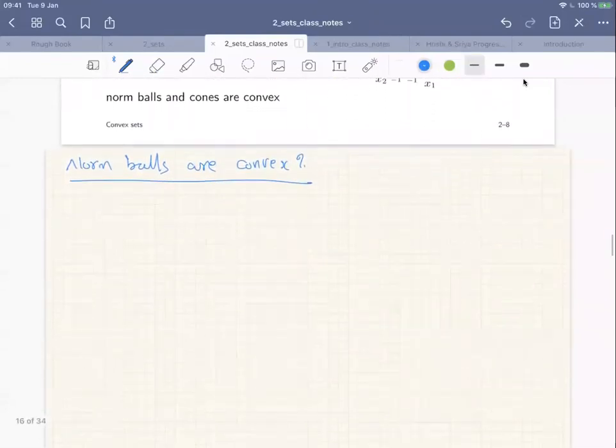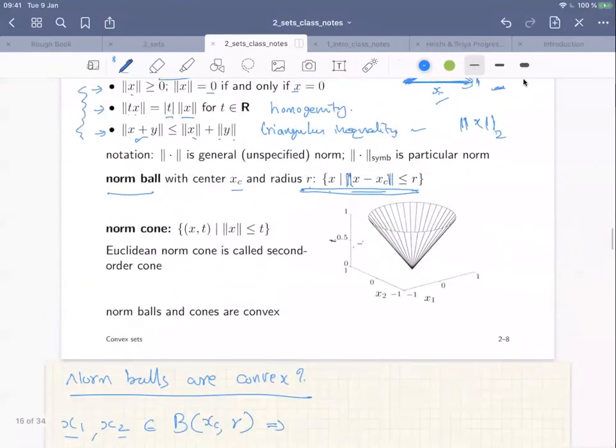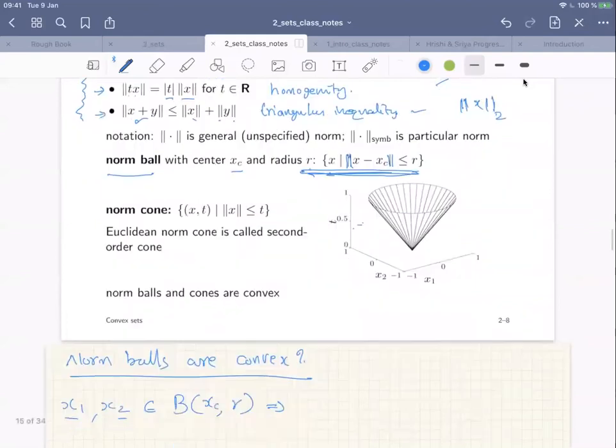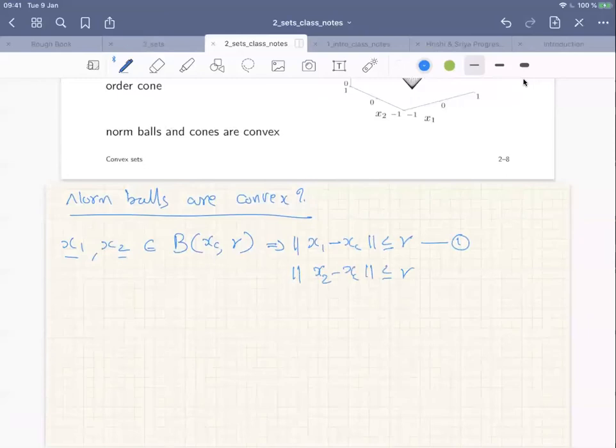Let's consider two vectors x1, x2, which belong to the norm ball with center xc and radius r. So what can we say from the definition of norm ball? We can say that the norm of x1 minus xc is less than r. Also, the norm of x2 minus xc is less than r, right?